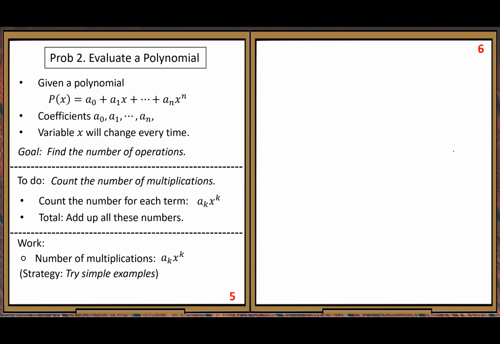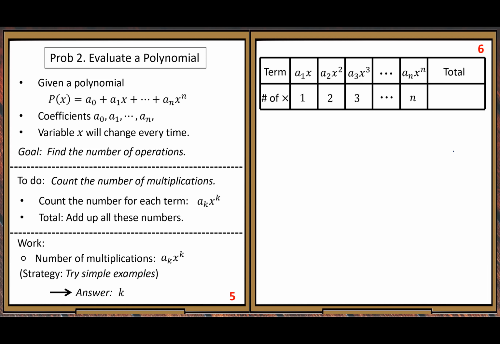All right. Try simple. Simple example. Actually, we already passed this step, right? The answer is K. We go to the next step. Here we do the chart. The first term, 1 multiplication. Second term, 2, 3, and so on. The last one, n.